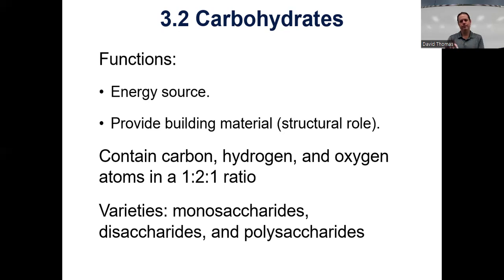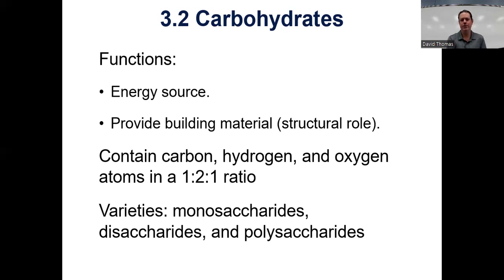In certain cells, they do form a structural role, more so than others. In certain organisms, such as plants, you find complex carbohydrates in their cell wall, or in bacteria in their cell wall. And so depending on what organism you're looking at, they play a structural role as well.